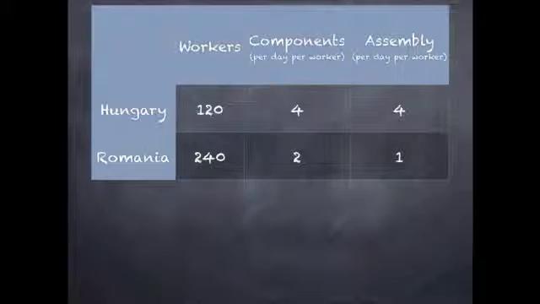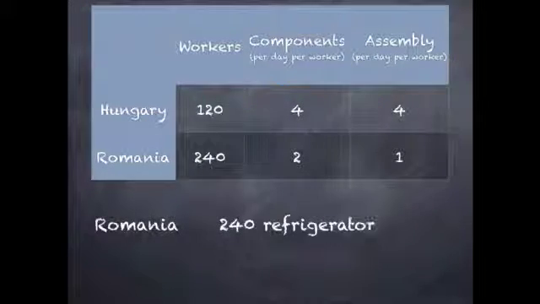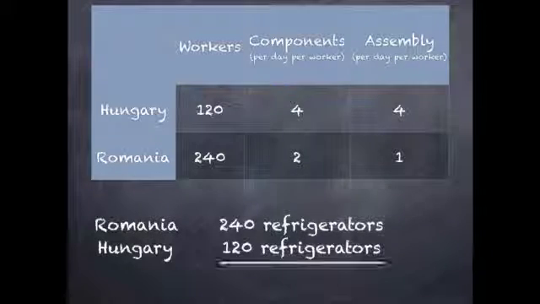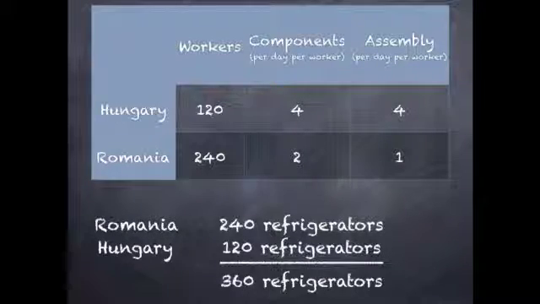So what's going to be the total amount of output? Well, Romania is going to produce 240 refrigerators. Hungary is going to produce 120 refrigerators. So we have 240 refrigerators from Romania and 120 refrigerators from Hungary, and that gives us a total of 360 refrigerators.